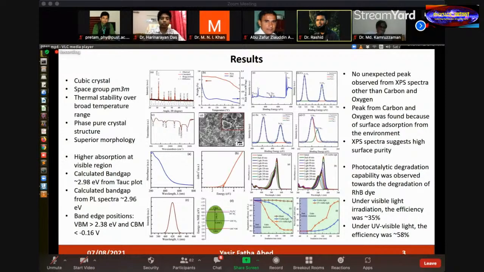The perovskite nanocrystals had surface purity confirmed by the XPS spectra and have higher absorption in the visible range. The band gap is 2.98 electron volts and the band edge positions supported the photocatalytic capability, which we investigated later and found a highest 58% efficiency under UV visible light irradiation towards the degradation of rhodamine B dye.